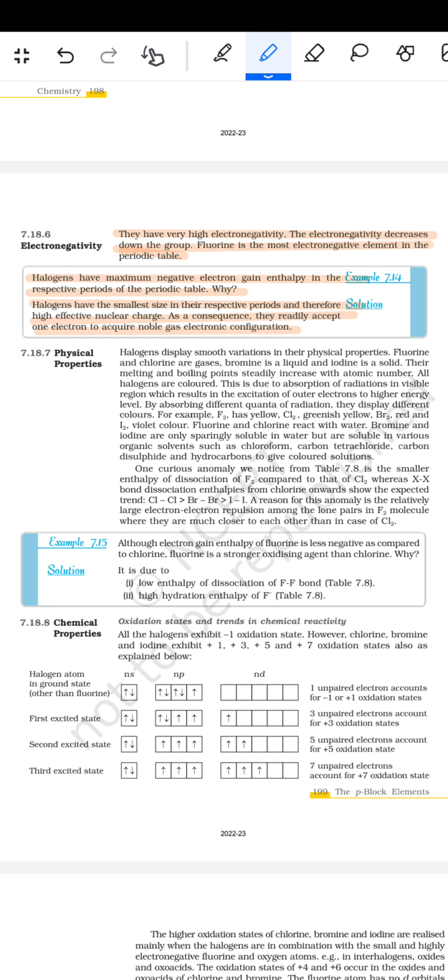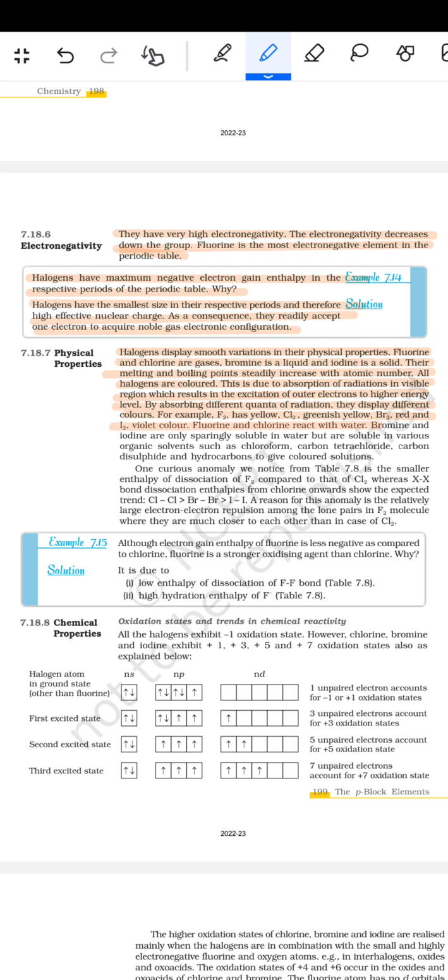Physical properties: halogens display a smooth variation in their physical properties. Fluorine and chlorine are gases, bromine is a liquid, and iodine is a solid. Their melting and boiling points steadily increase with atomic number. All halogens are coloured. This is due to the absorption of radiation in the visible region, which results in the excitation of the outer electrons to a higher energy level. By absorbing different quanta of radiation, they display different colours. For example, F2 is yellow, Cl2 greenish yellow, Br2 red, and I2 violet.